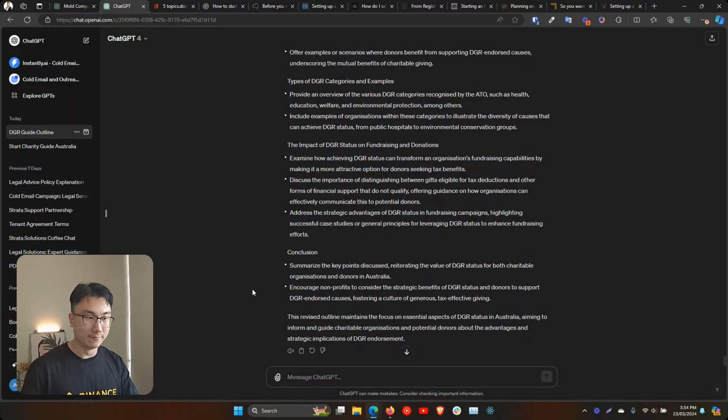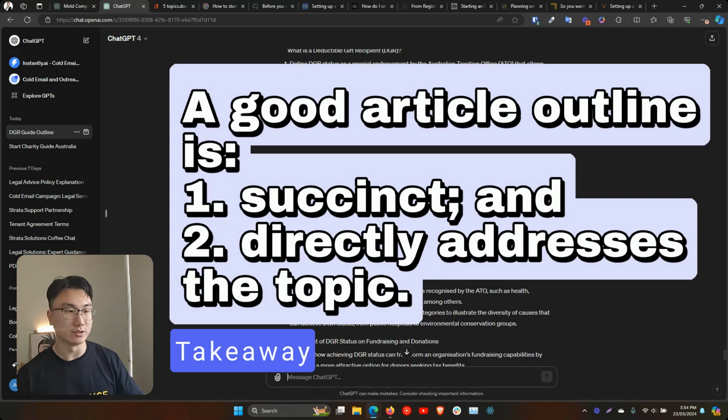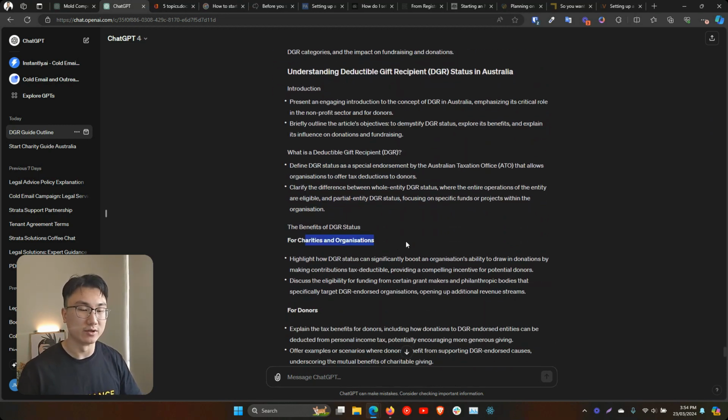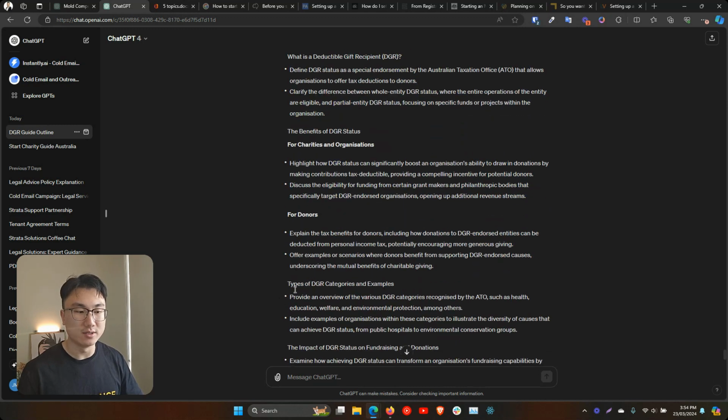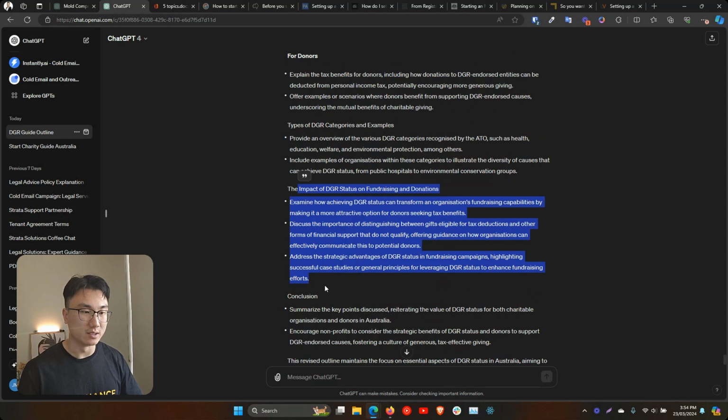This is a better outline for sure. It's shorter, more straight to the point, and only includes information that directly answers the question. You can see here, got an intro, then talks directly about what is a DGR, fantastic. Then it talks about the benefits for charities and organizations, and the benefits for donors, and then the different types of categories, and then the impact on fundraising and donations.